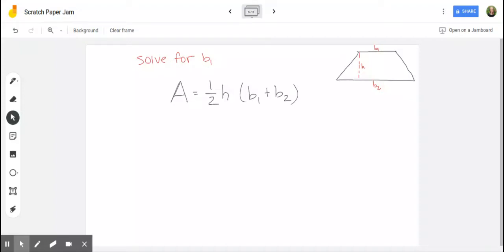Howdy, this tutorial video is going to help you with solving the area for a trapezoid for either of the bases. So specifically in this example, I'm going to solve for B1. You could call B1 B subset 1 or B sub 1, but basically there are two bases on a trapezoid. You have one at the top of the trapezoid and one at the bottom. So each of those bases has its own length.